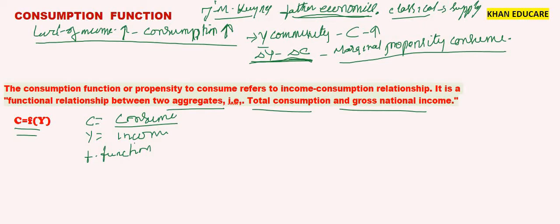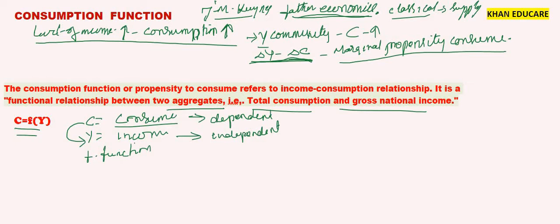So here C is dependent on Y. That's why C is considered the dependent variable and Y is considered the independent variable. Here C is determined by Y.